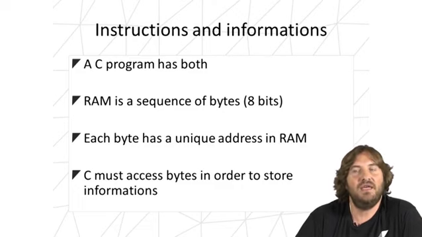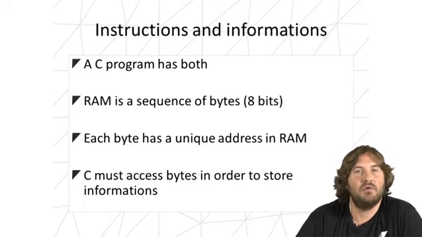So it holds data and will be able to run processes on these data, so follow instructions. A C program is the representation not only of the data we'll process, which means we'll have information about these data, but also instructions.